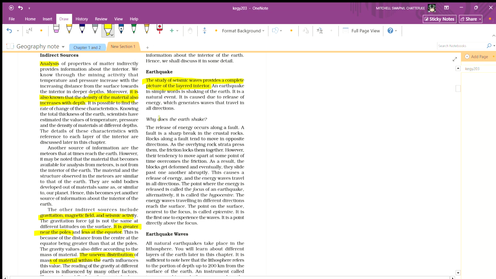So why does Earth shake? The release of energy occurs along a fault. The Earth is surrounded with different fault lines. A fault is a sharp break in the crust rock. The rocks along a fault tend to move in opposite directions.